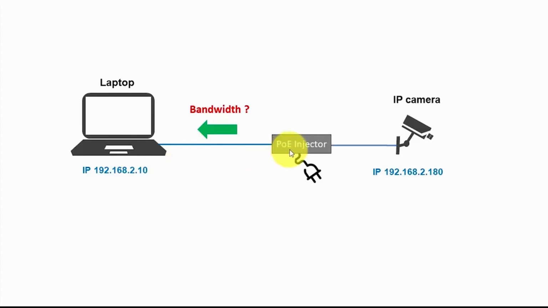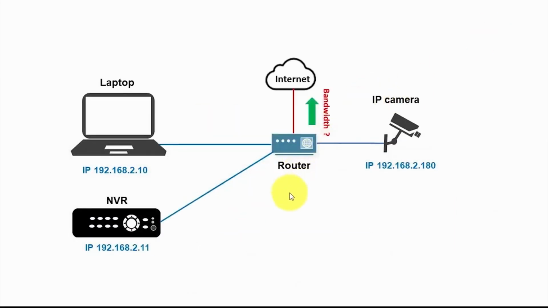Okay. So I also have a different diagram here. If you have a different situation with a router, for example, you can send video to the internet using the router. Let's say you have your IP camera here. You're sending video to your laptop, and you're also sending video to your NVR, so you can record your video here. NVR is a network video recorder. You can receive videos from your camera and you can record it.